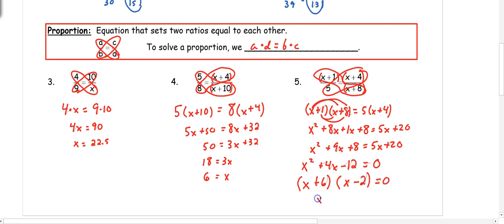I'm going to switch my signs. So we get x is negative 6 and x is 2. In this case, because we don't have them representing sides or anything, we're going to keep our negative solution.